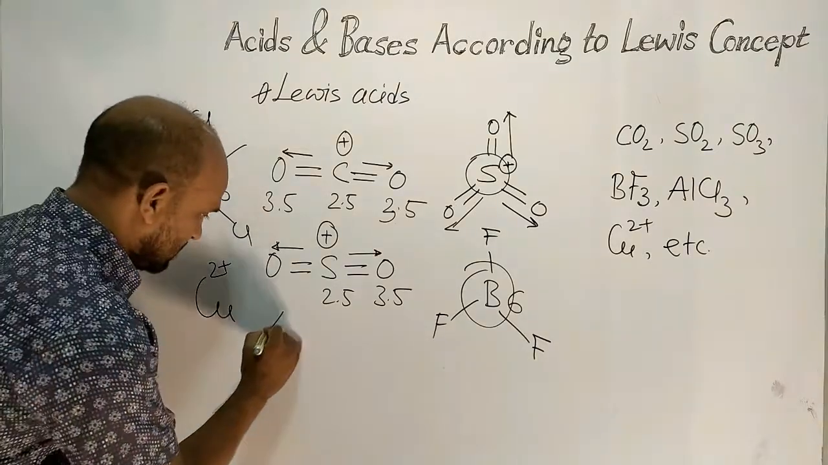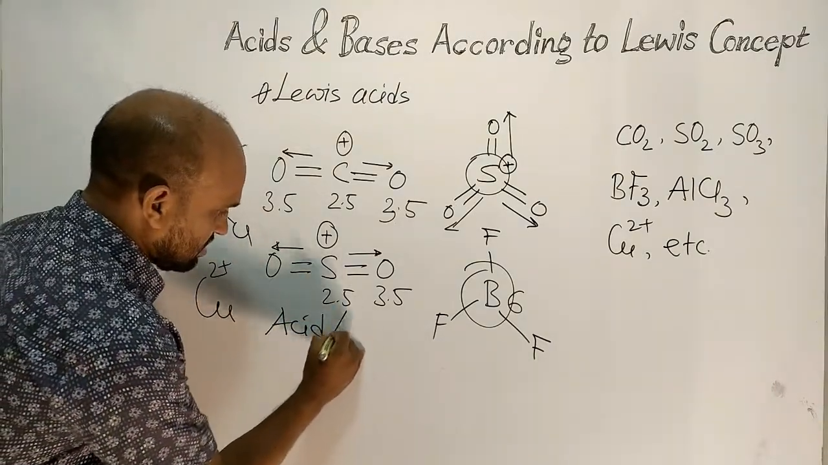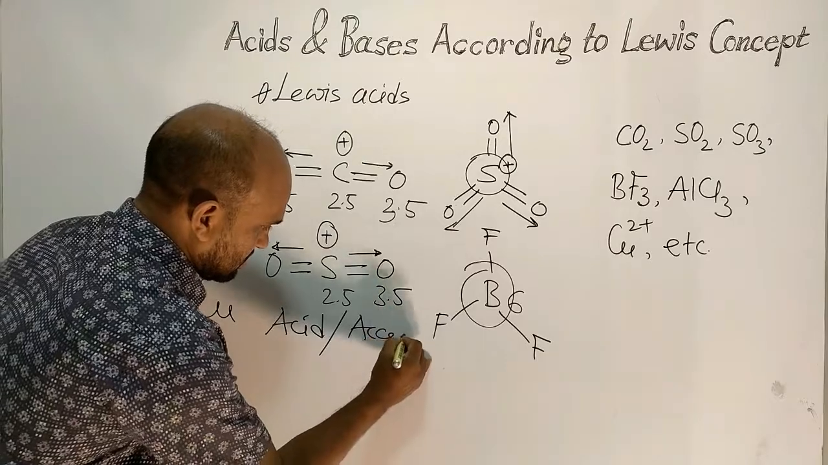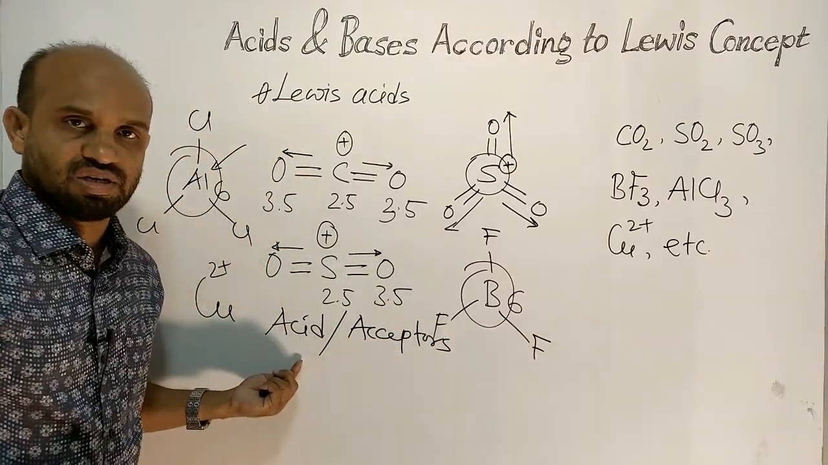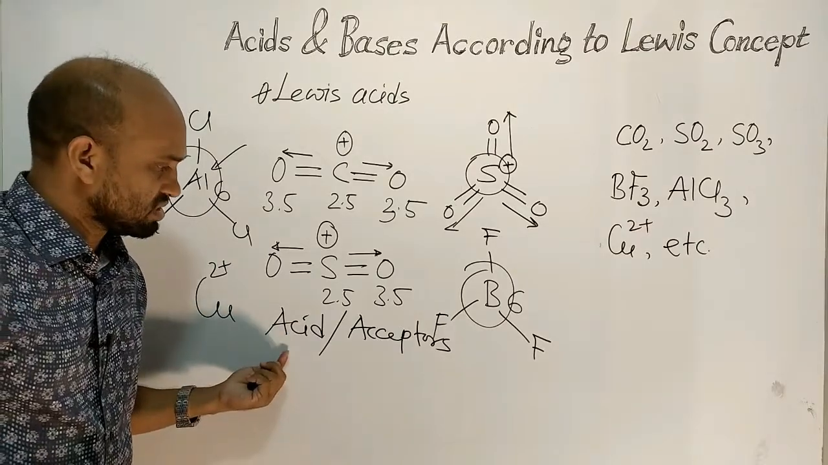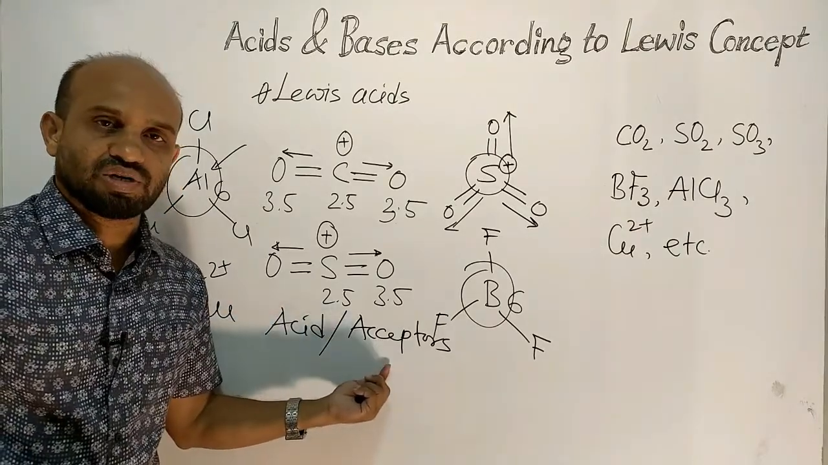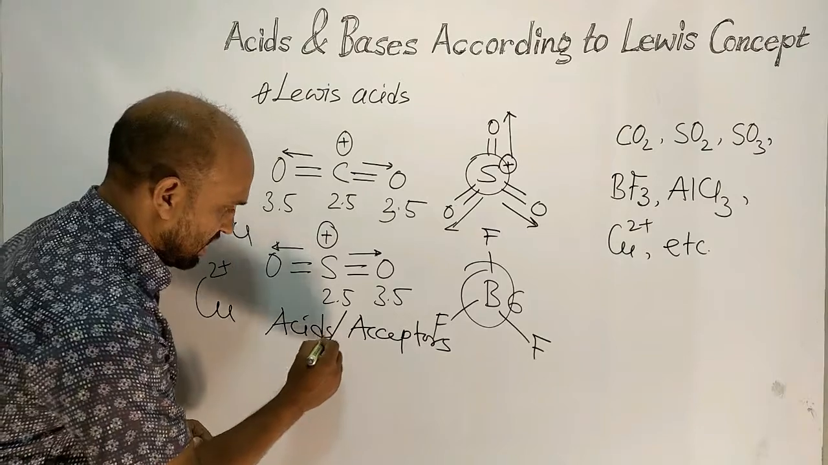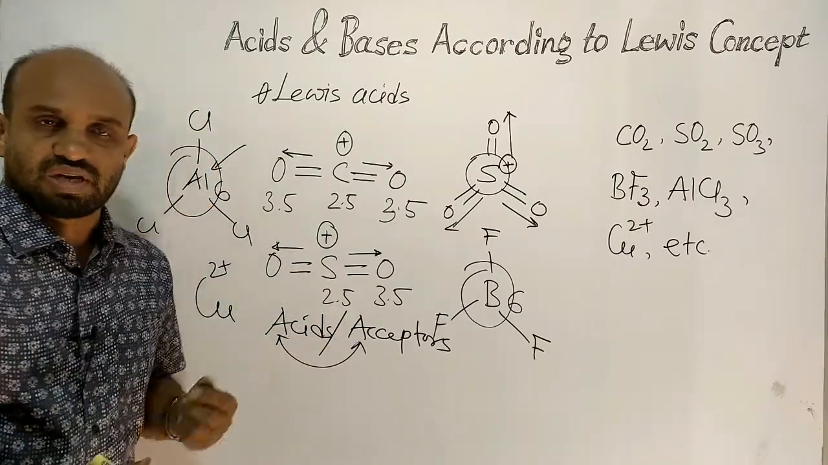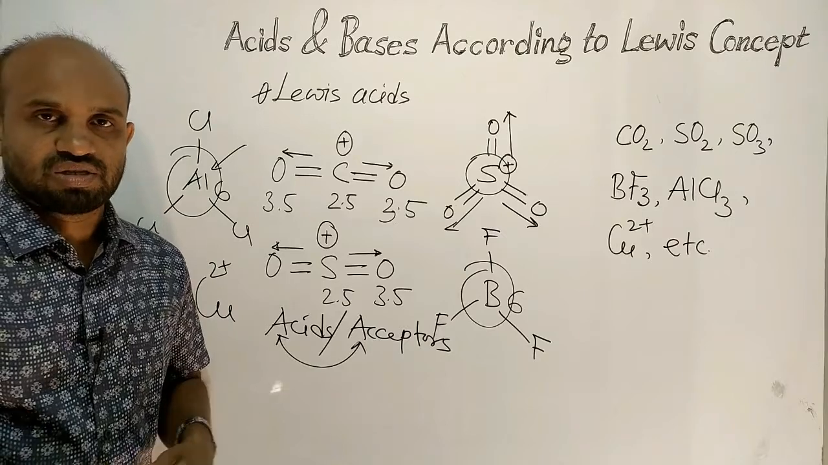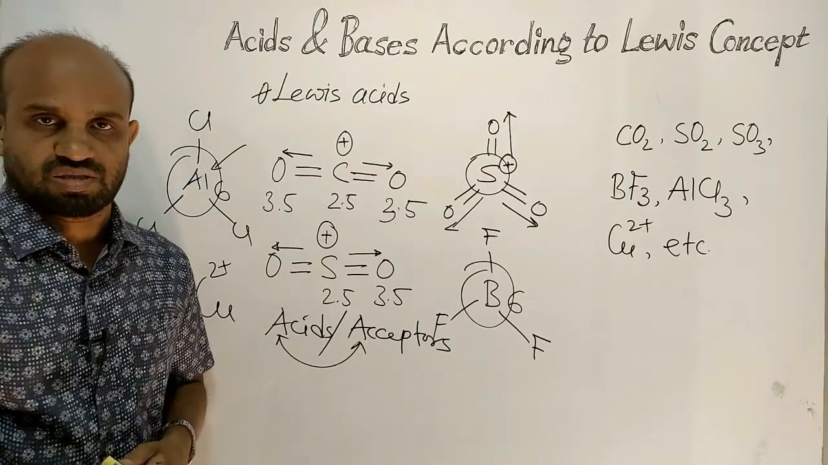That means here, acid, acceptors. There is a rhythm here. That means Lewis acid, electron pair acceptors. Acids, acceptors. This is the rhythm. Acids, acceptors. That means electron pair acceptors.